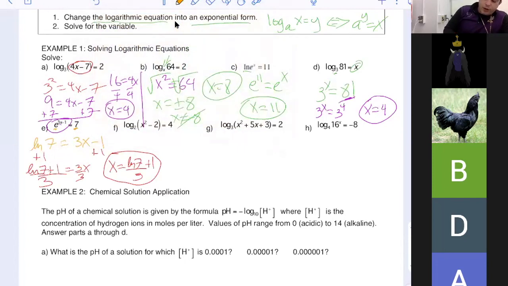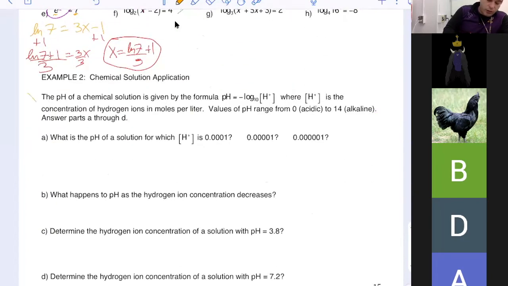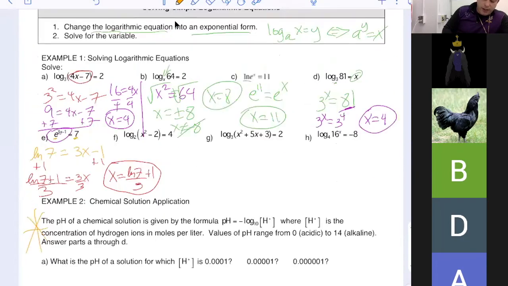I'm going to set up these other ones and not solve them because we only have 3 minutes left, and I want to make sure we get to this. This is kind of a neat problem, especially since some of you are studying chemistry. So log base 2 of x squared minus 2 is equal to 4. So this is just 2 to the 4th power equals x squared minus 2. I will finish this one.